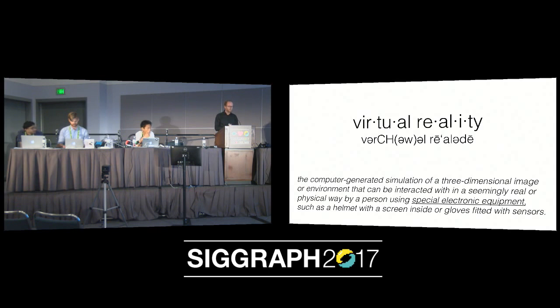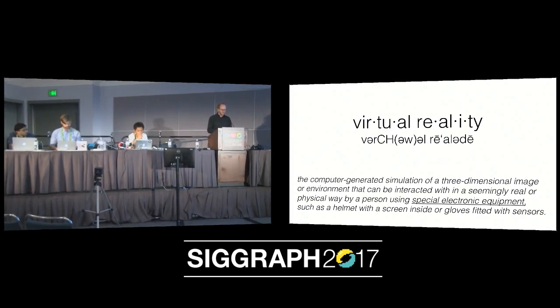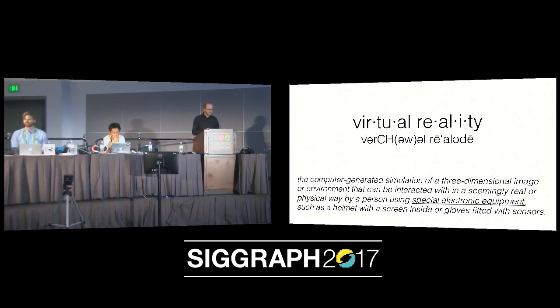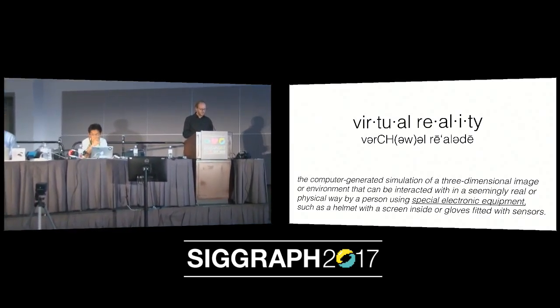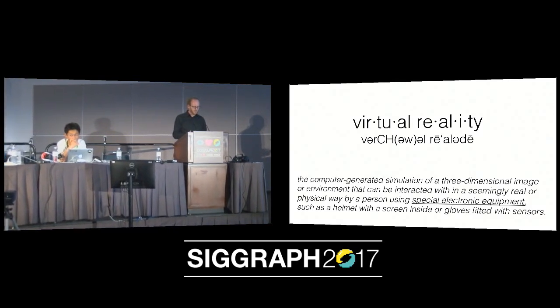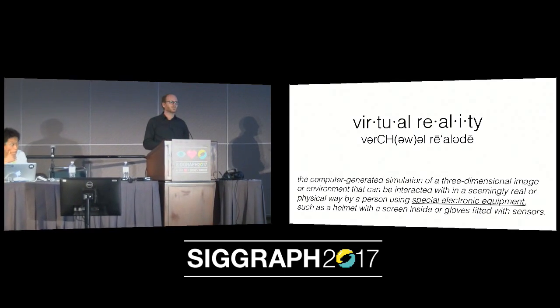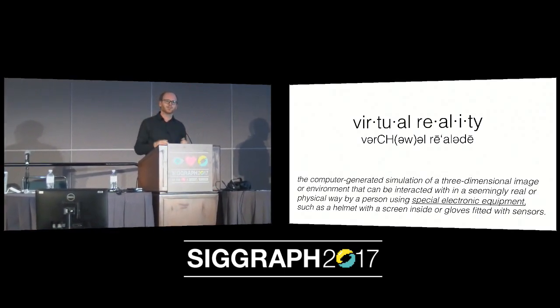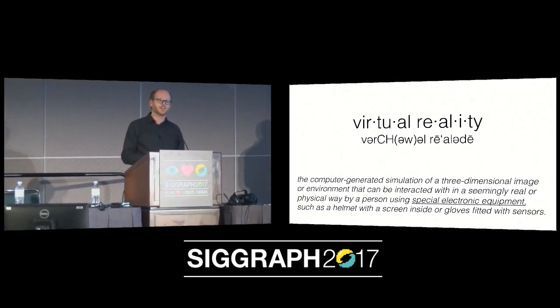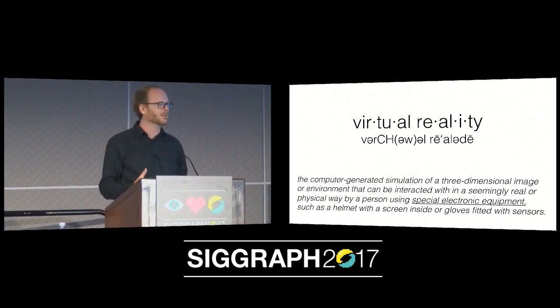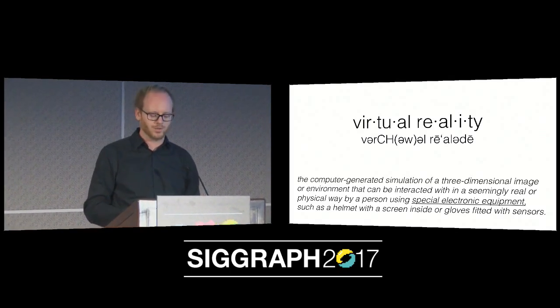So let me start with a really boring definition of what virtual reality is that I just pulled from the internet. In that definition, it says that virtual reality is the computer-generated simulation of a three-dimensional image or environment that can be interacted with in a seemingly real or physical way by a person using special electronic equipment. So the focus of this course is really on that special electronic equipment and the algorithms driving it. So we're not going to be talking about content creation or Unity or game development or things like this. We really want to look at the technology here.